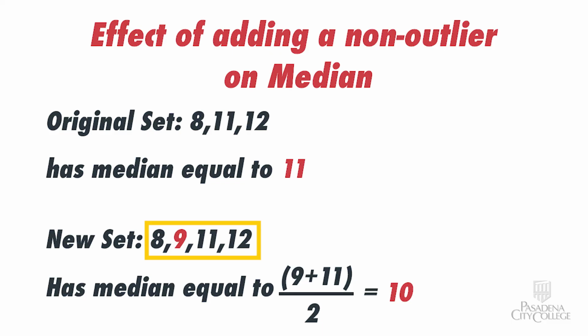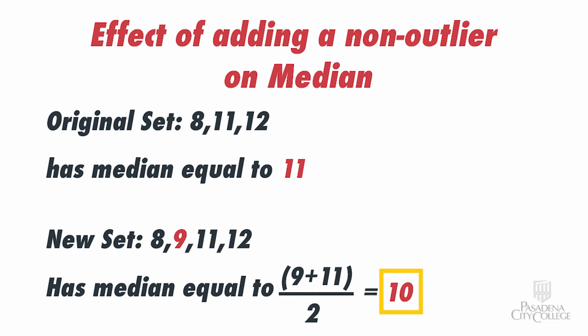They're not arranged yet, so we're going to have to arrange them in order. It'll be 8, 9, 11, and 12. I noticed that we have an even number of numbers now, which means there are 2 middle numbers, and we're just going to average those 2. So we find the average of 9 and 11. 9 plus 11 over 2 gets you 10 as the median.